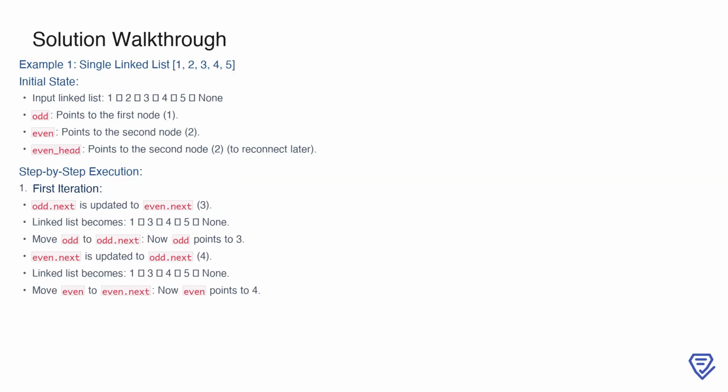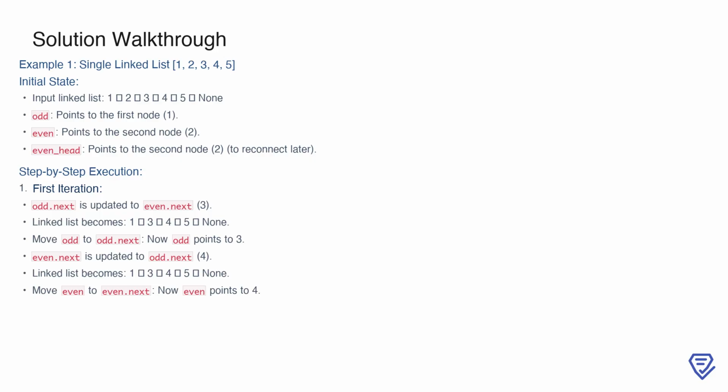To solve the odd-even linked list problem, let's start with the example linked list 1, 2, 3, 4, 5. Initially, we set up three pointers, odd, which points to the first node with value 1, even, which points to the second node with value 2, and even_head, which also points to the second node. The purpose of even_head is to ensure we can reconnect the even nodes to the odd nodes later. Now, in the first iteration, we update odd.next to point to even.next, which is the third node with value 3. This effectively skips the second node, and the linked list now looks like 1, 3, 4, 5, none.